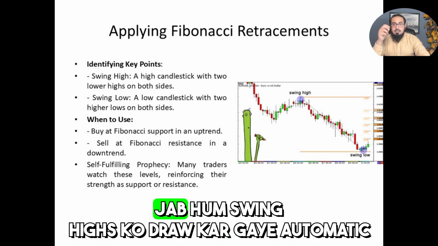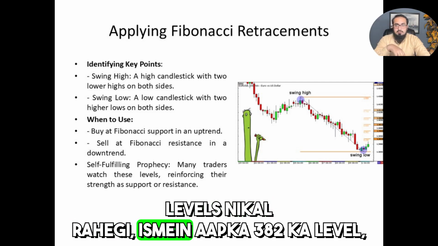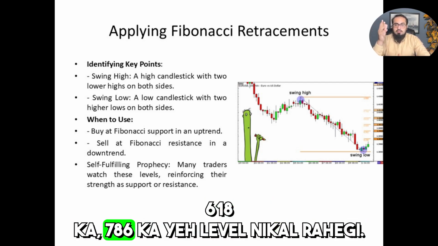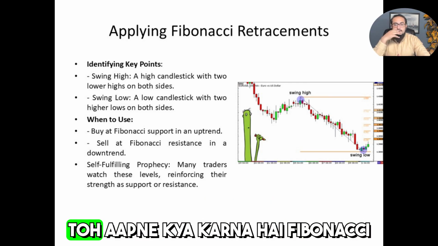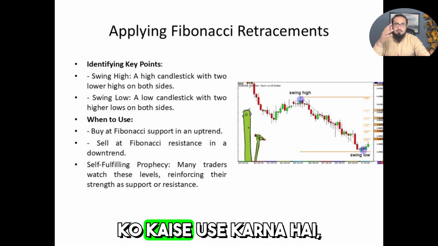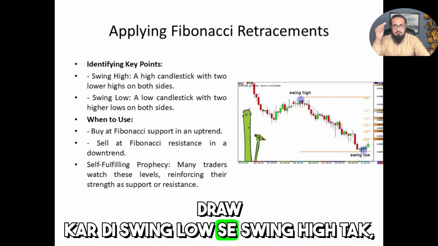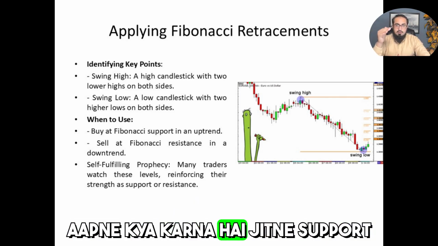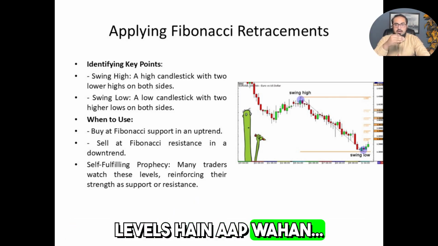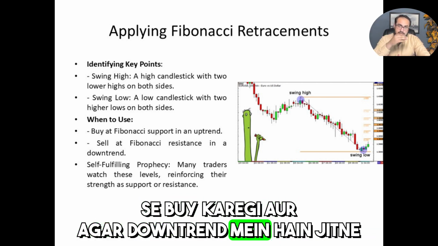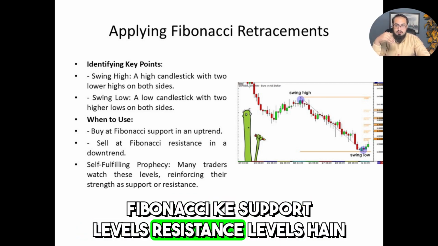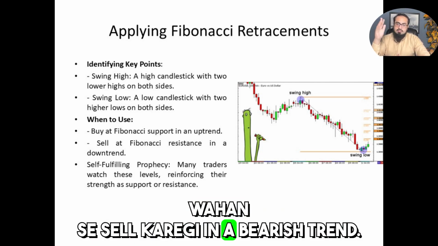Now, how do we use it? When we draw from the swing high, automatic levels will emerge, including your 0.62 level. So what do you have to do? How do you use Fibonacci when you have drawn it in this trend, from swing low to swing high? You will buy at all the support levels, and if it is in a downtrend, you will sell at all the Fibonacci resistance levels in a bearish trend.